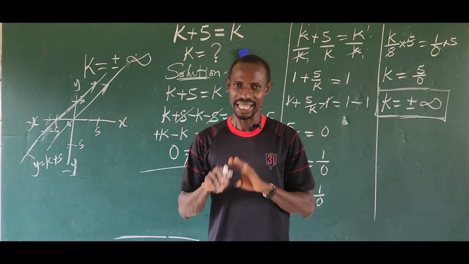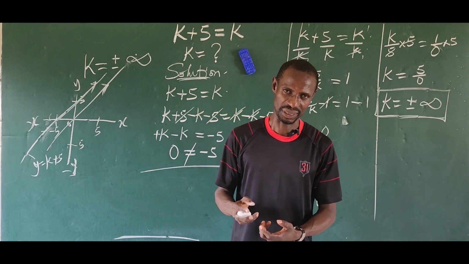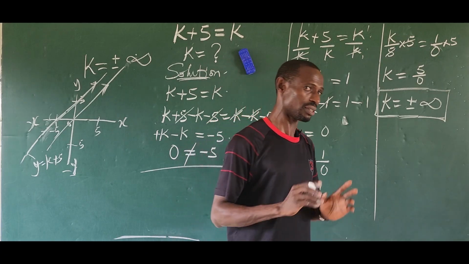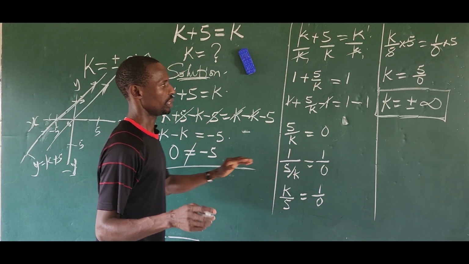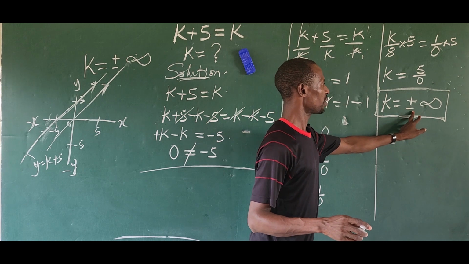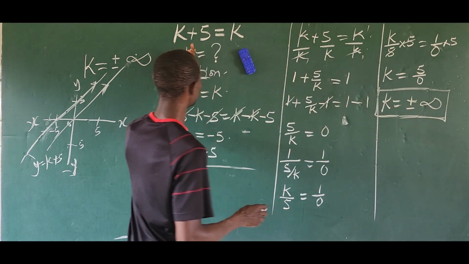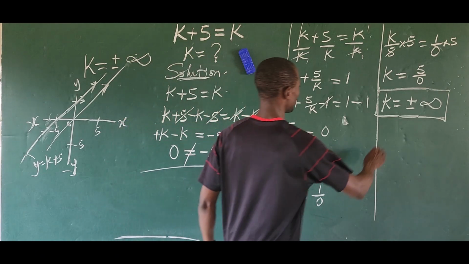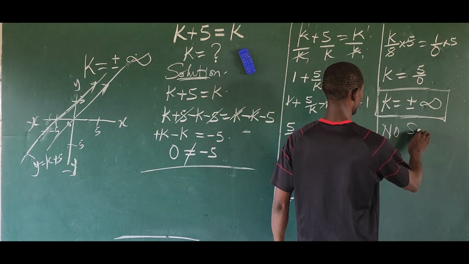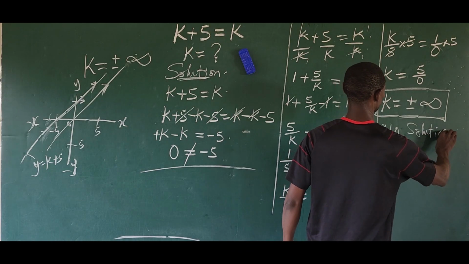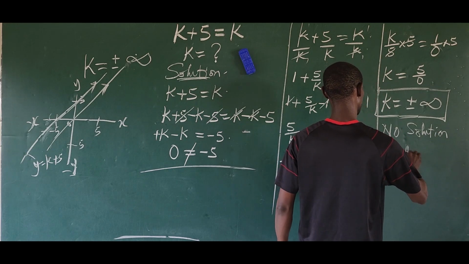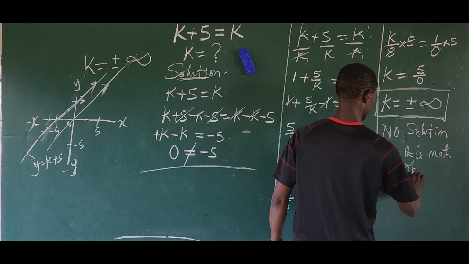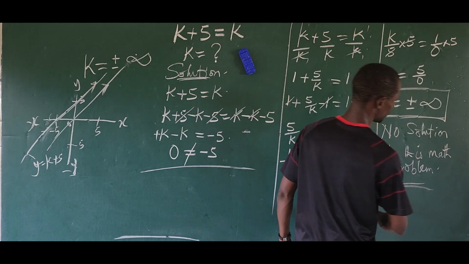Because infinity is not a number. Infinity is just a concept. Infinity doesn't exist. That is just the simple truth. So k equal to plus minus infinity is not an answer that satisfies this challenge. So in all, we just conclude that there is no solution to this maths problem.